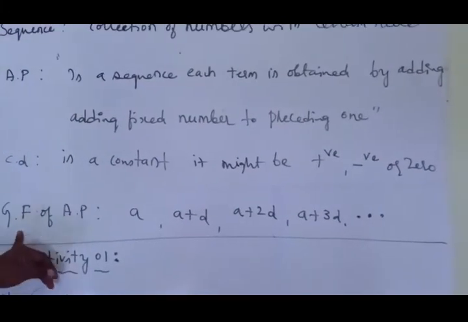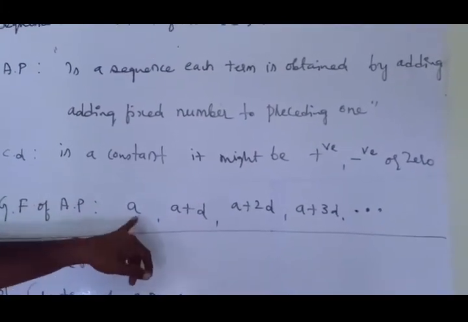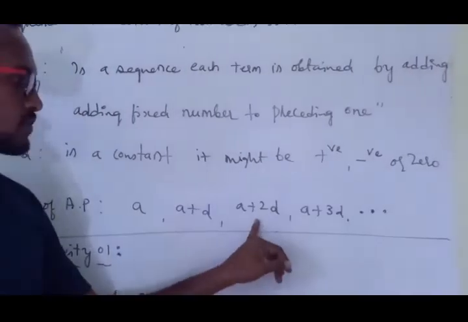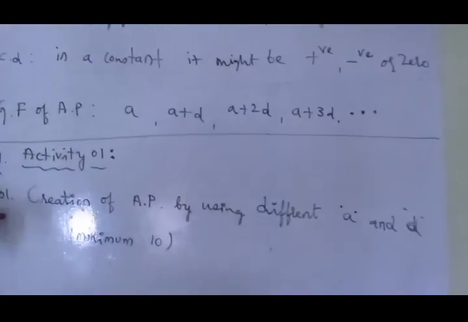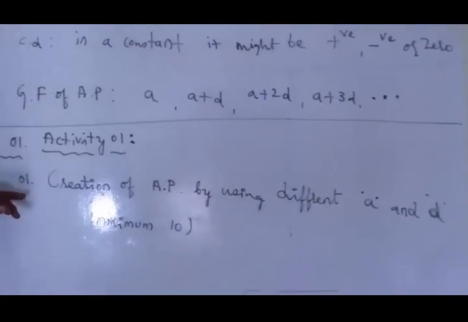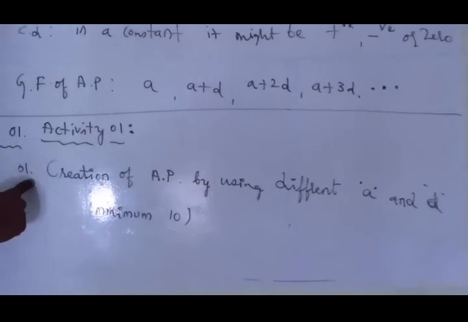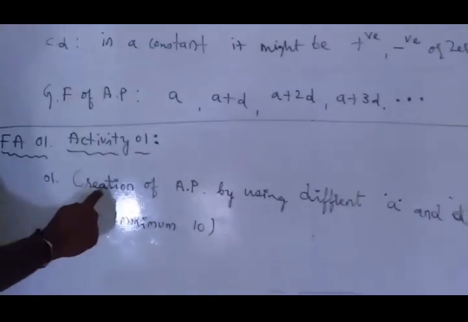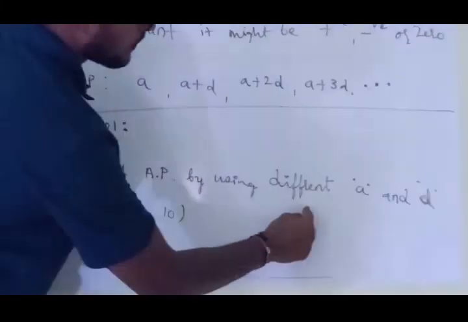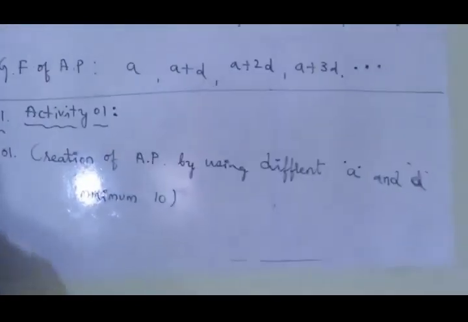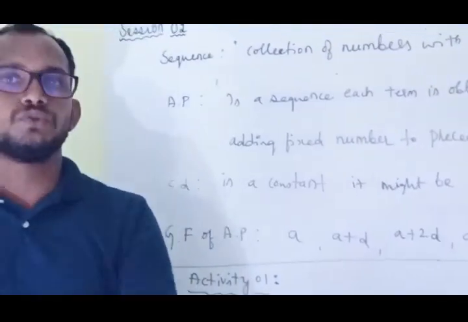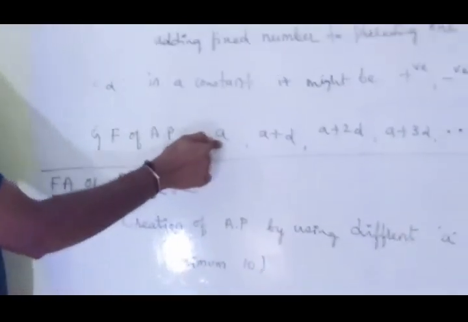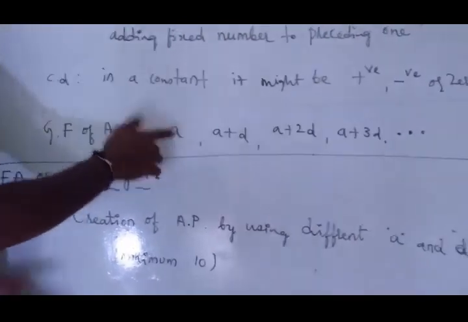So the general form of an AP is a very important one. A, A plus D, A plus 2D, A plus 3D and so on. And finally you have an activity today. In this activity, what you have to do? See here, the activity name tells us the creation of AP by using different A and D, which means you have to choose which is A for you and which is D for you. First you just choose A and then choose D. Then use this general form formula, and you will get a result.